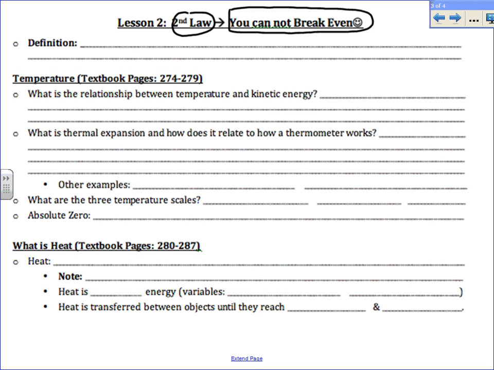Now the definition of the second law of thermodynamics states that disorder in the universe is always increasing. The term for that is entropy. Because disorder, another word, would be less organized. And entropy is saying that it's less organized, there's disorder.